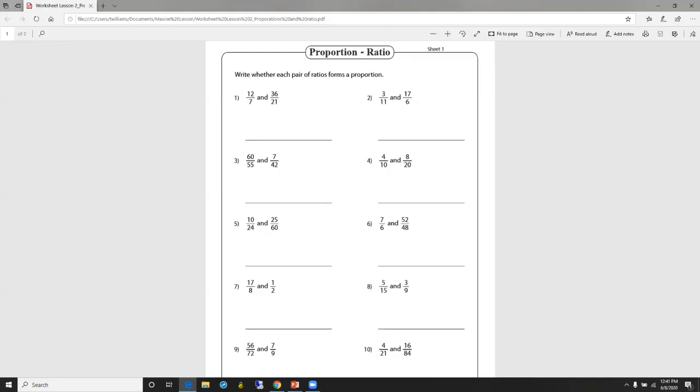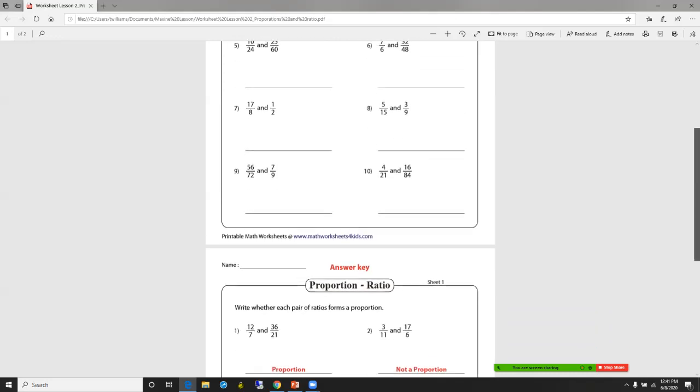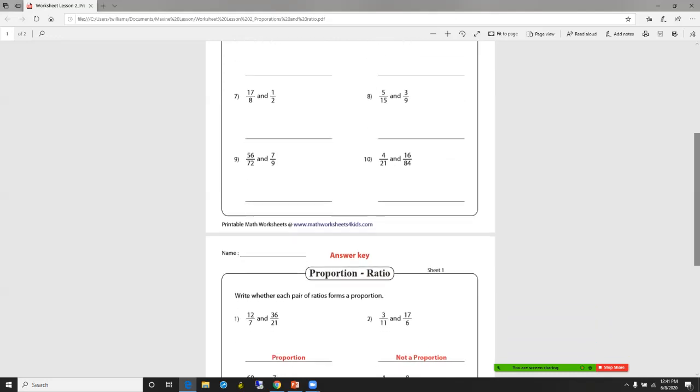Right, no, it cannot. Can 3 go into 17 an even number of times? Correct. You are correct. So would this be a proportion or would it not be a proportion? Can someone tell me that? Okay, so we do know the difference between a proportion and not a proportion. So you're correct, number 1 is a proportion and number 2 is not a proportion.